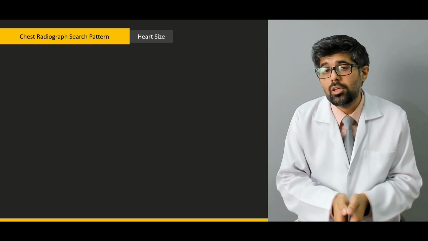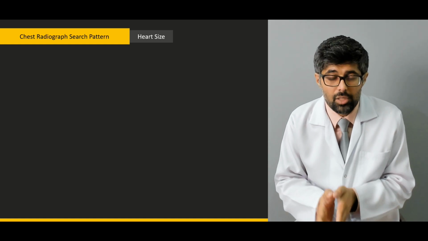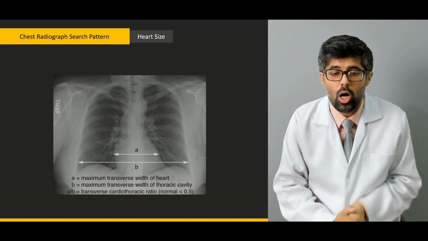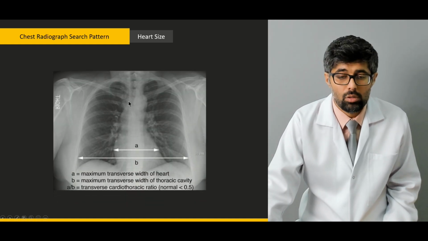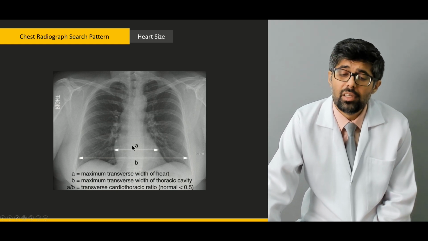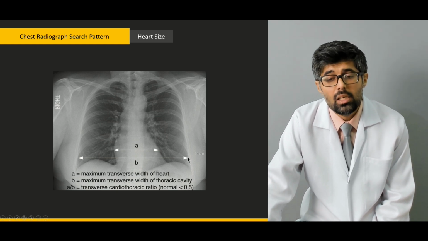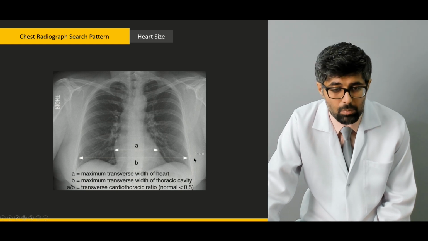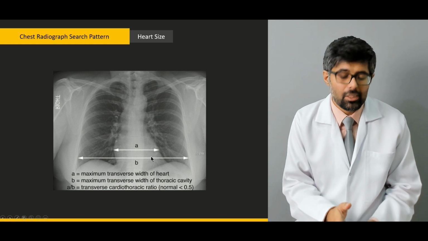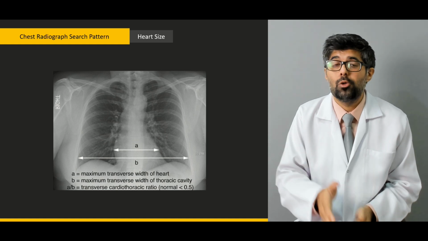The first organ we check in the chest X-ray is the heart, and the first thing we check in the heart is the heart size. How we do it is, first of all, we take the transverse width of the heart at its maximum, and then the transverse width of the lungs at their maximum. If their ratio is more than 50%, that means the heart is large, and that is called cardiomegaly.